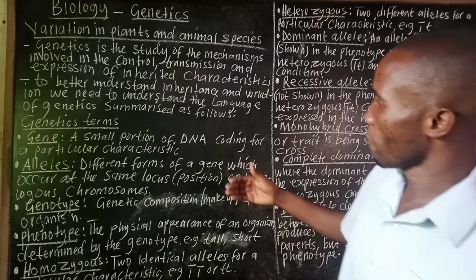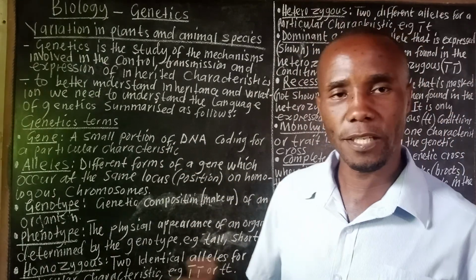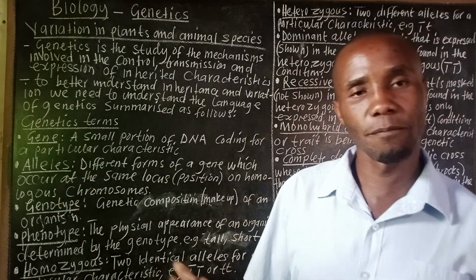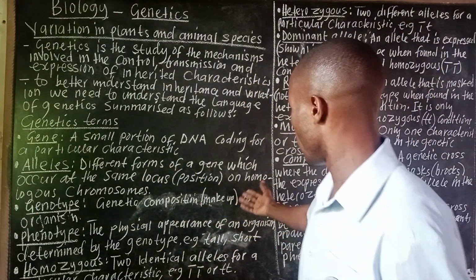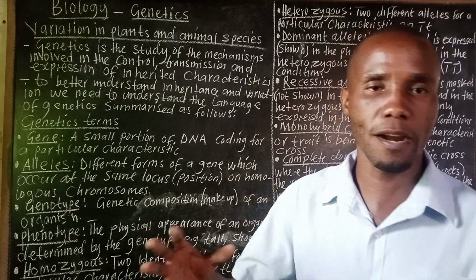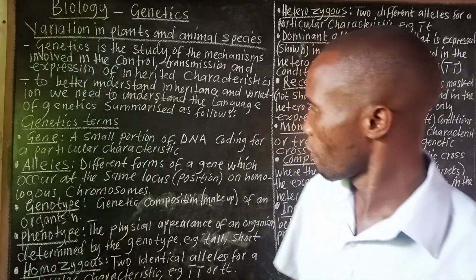Now, the other term that we can talk about under genetics is alleles. What is an allele? Alleles are different forms of a gene which occur at the same locus or position on the homologous chromosomes. That is alleles. So with alleles, we are talking about the gene, now in different forms.